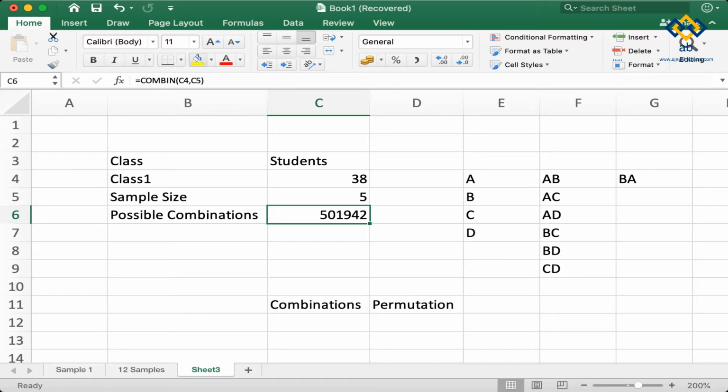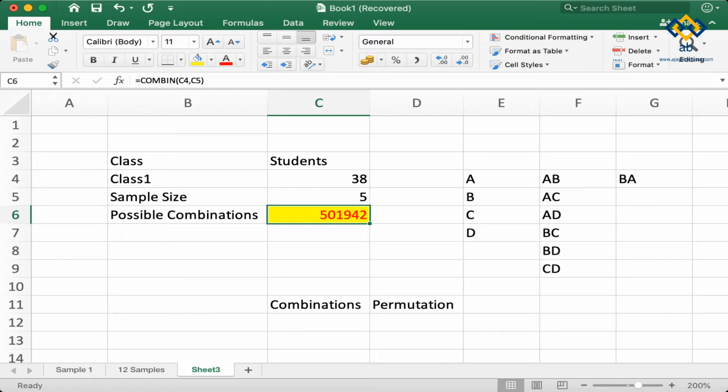5,01,942. This thing should amaze you because of obvious reasons, because these are the total number of samples. These are the possible number of samples you can make out of a class of 38 for a sample size of 5. So in other words, 5,01,942 possible samples could be drawn from a population size of 38 for a sample whose size is 5. So these many samples I can draw out of the class of 38, right? I hope this should be clear to you, right?